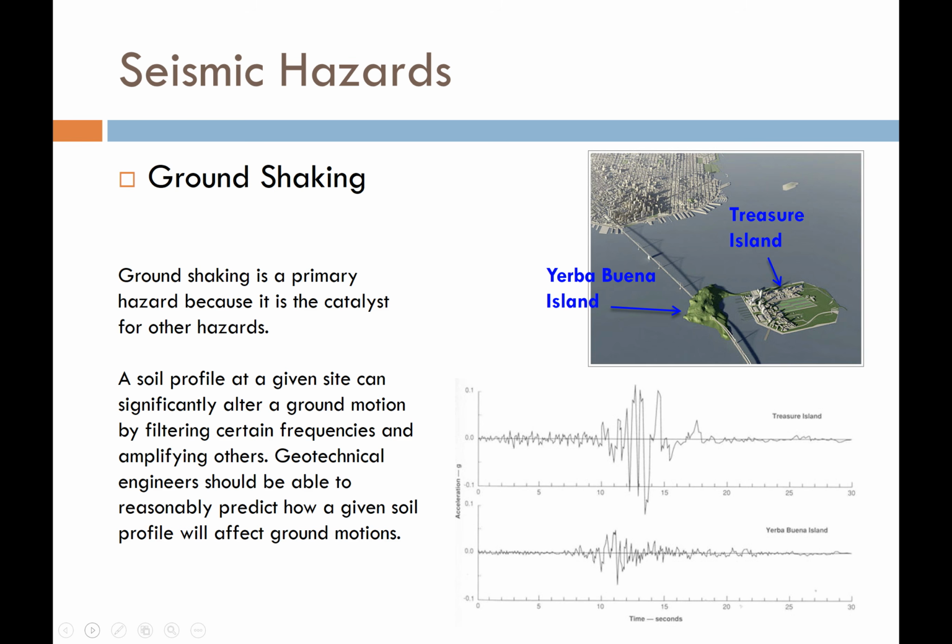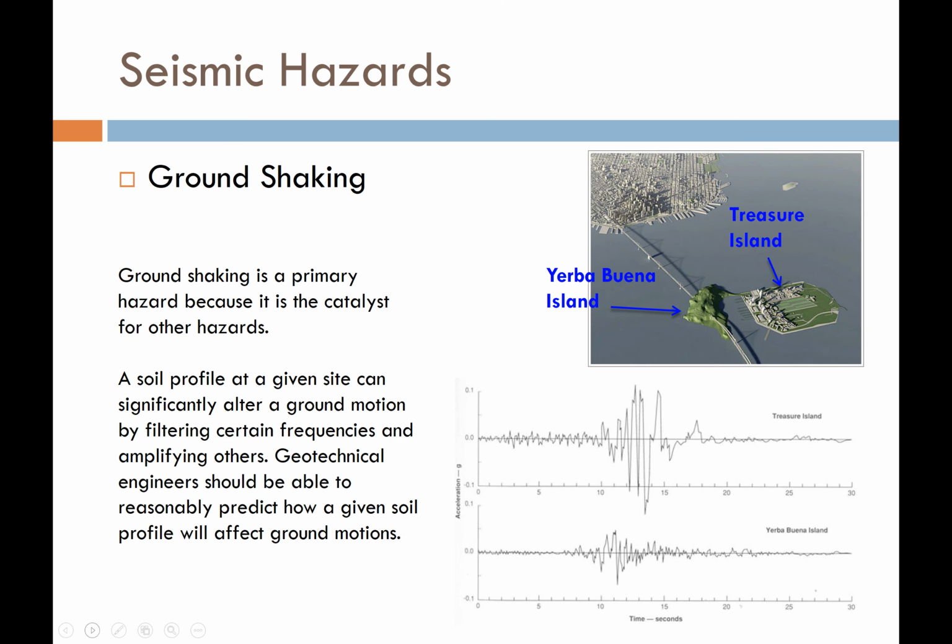So I want to just introduce briefly a lot of the different types of seismic hazards that we're going to discuss and learn about in this class. Obviously, the first one is going to be ground shaking itself. Ground shaking is what we call the primary hazard from an earthquake, because it really is the catalyst or the initiator of all the other subsequent hazards that occur. And we found that a lot of different things affect ground shaking, and you're going to learn a lot about those different things in this course.